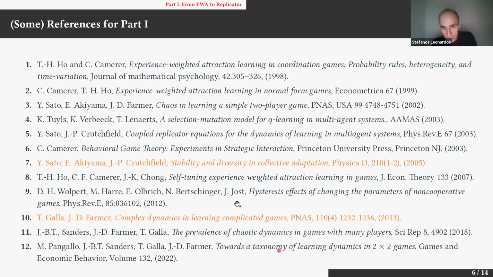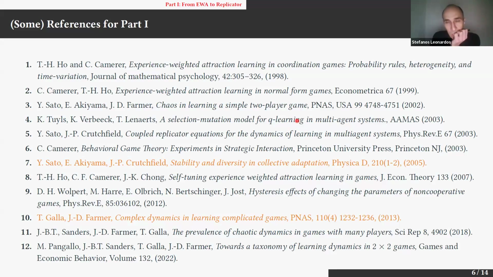For the economists in the group, there is also interesting current work on these dynamics, for example paper 12 here, towards a taxonomy of learning dynamics in 2x2 games, in Games and Economic Behavior. So the state of the art of classifying and understanding these dynamics is still for small games, and there is a lot of open work to do. A notable paper is number 4, which takes Q-learning from Sutton and Barto and derives the replicator dynamics from that model, also for state-based interaction, so not only for repeated games as we have in mind here, but also with state transitions. All right, that's part 1.